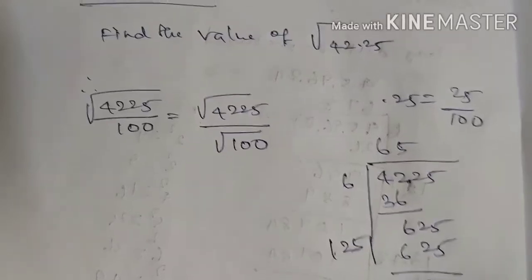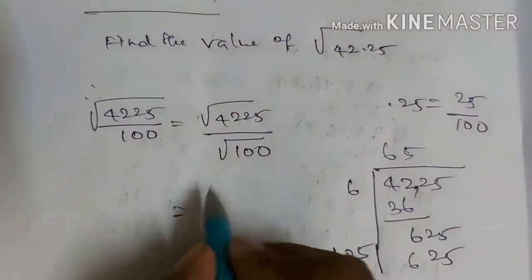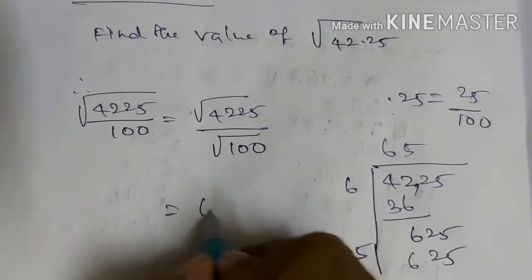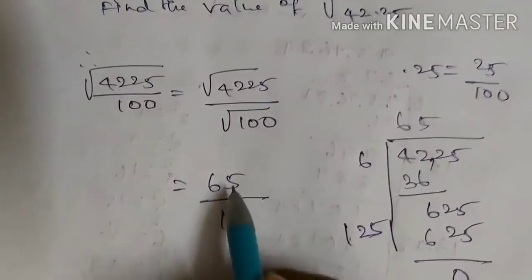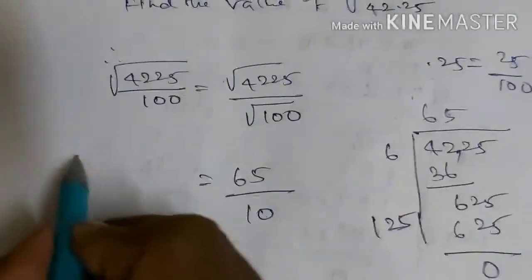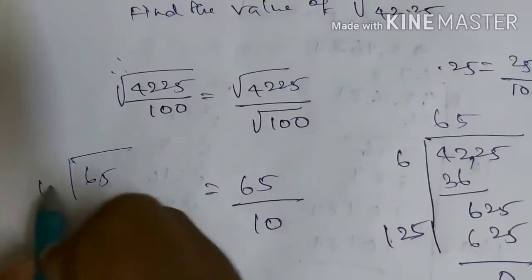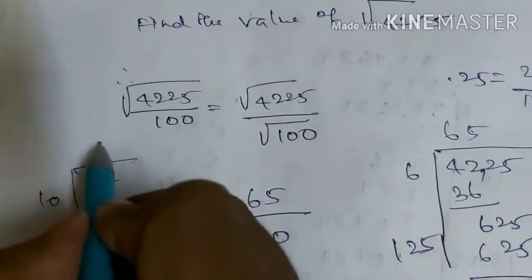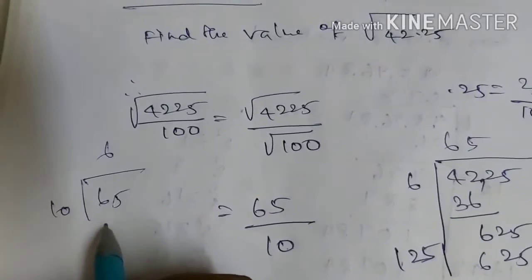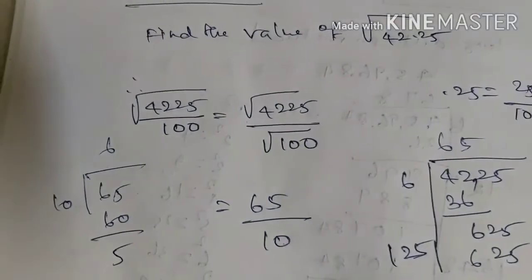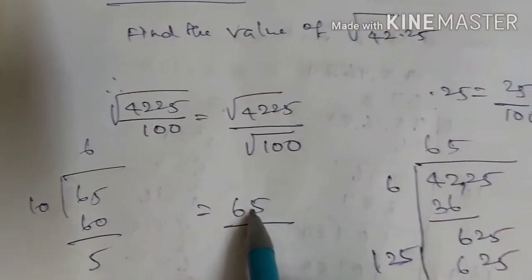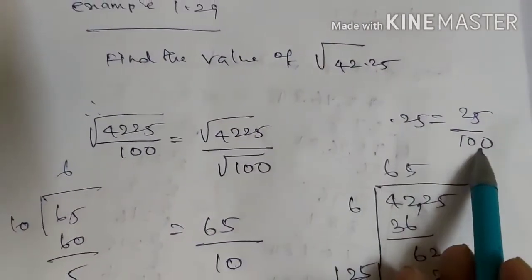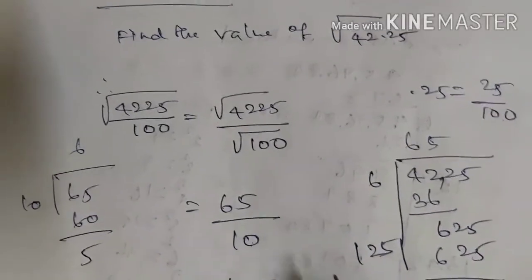So 65 by 10: 10 means only 1 decimal point, or otherwise divide 65 by 10. 6 times 10 are 60, remaining value 5. For 10, put the decimal point on the right side, one number before. So the answer is 6.5.